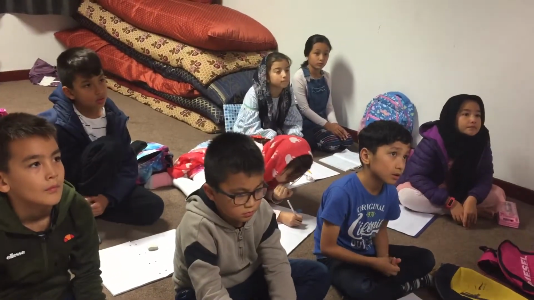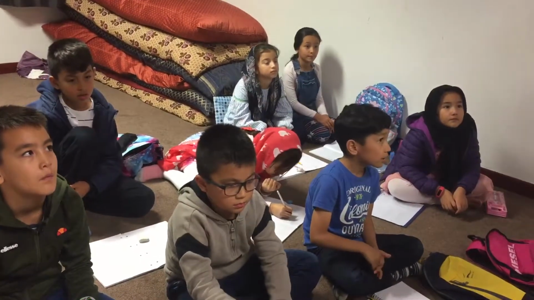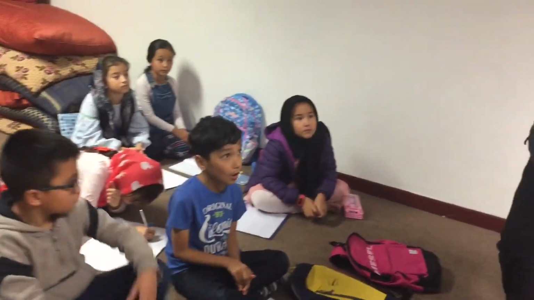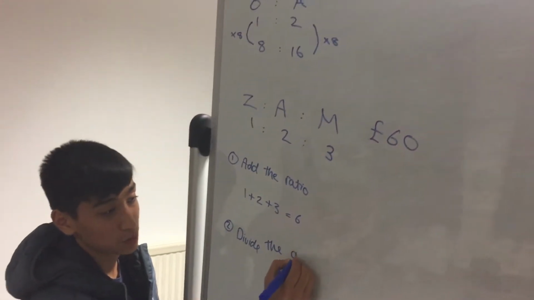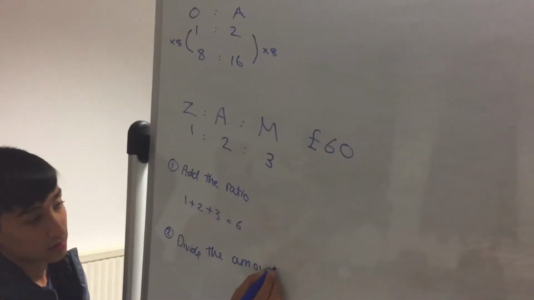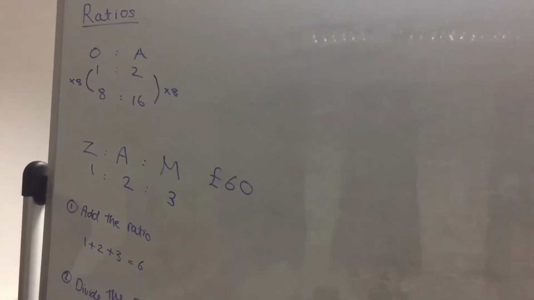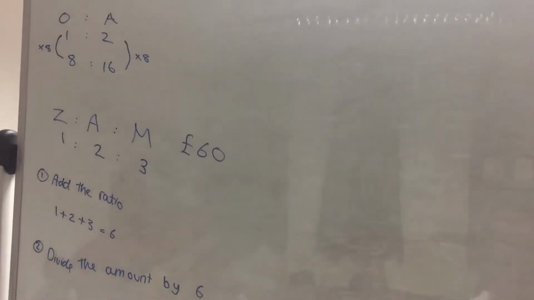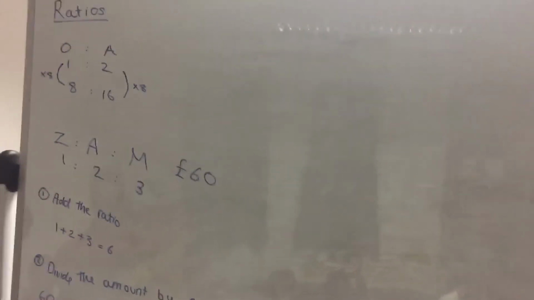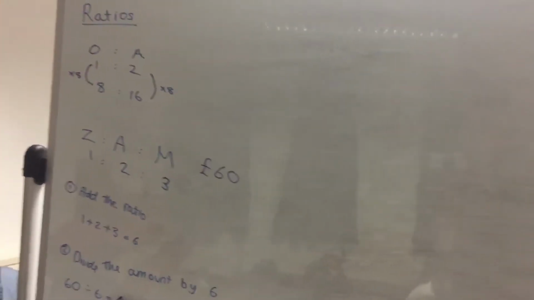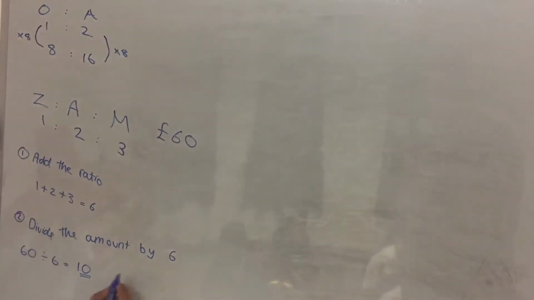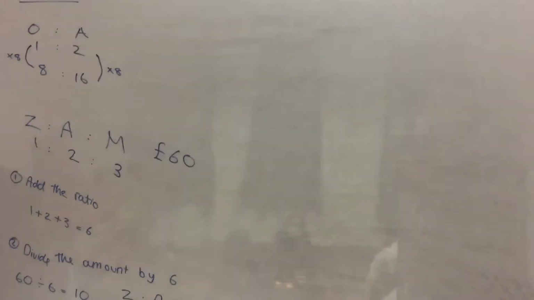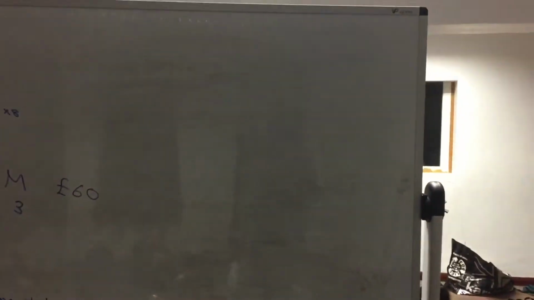Then the second rule we have is we're going to divide the amount, which is how much? 60. The amount by 6. So what is £60 divided by 6? It is 10. Then we use this 10 to multiply out the ratio. So we've got Z to A to M, which is 1 to 2 to 3.